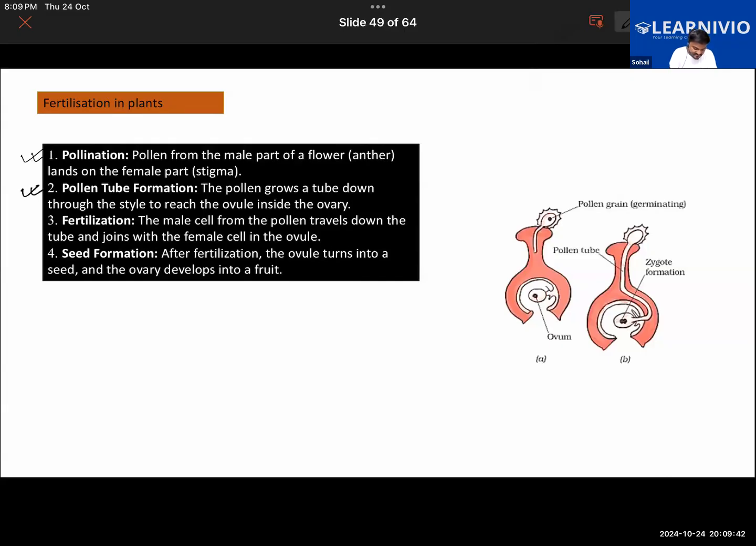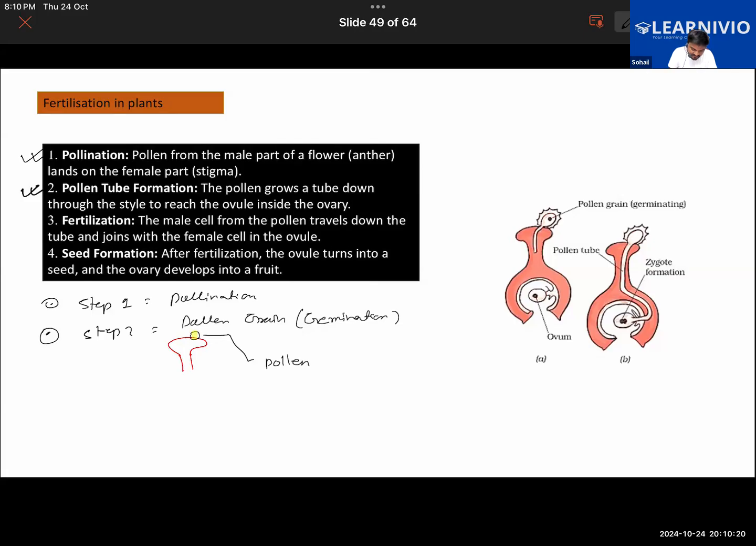In step number 2, let us understand what is going to happen. Step number 1 was pollination. Step number 2, here the pollen grain will germinate. Germination of the pollen grain takes place. Here's how it happens. Say this is the stigma, and on this stigma the pollen grain has landed. Now what will the pollen grain do?